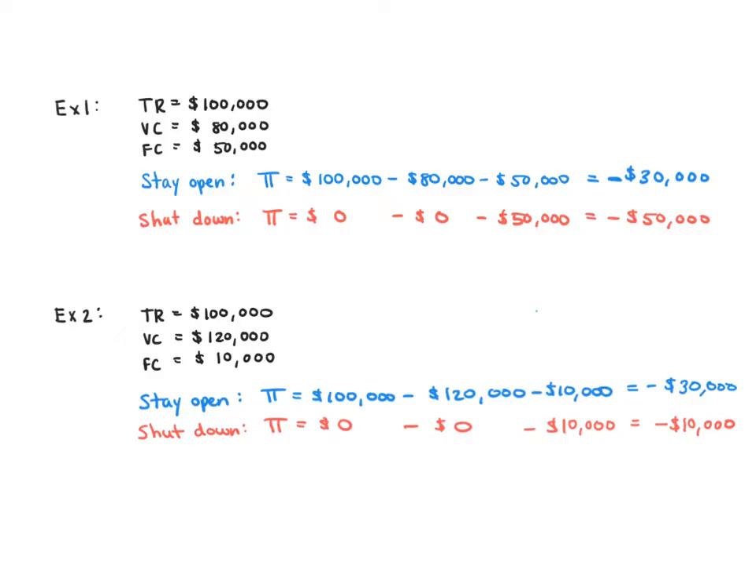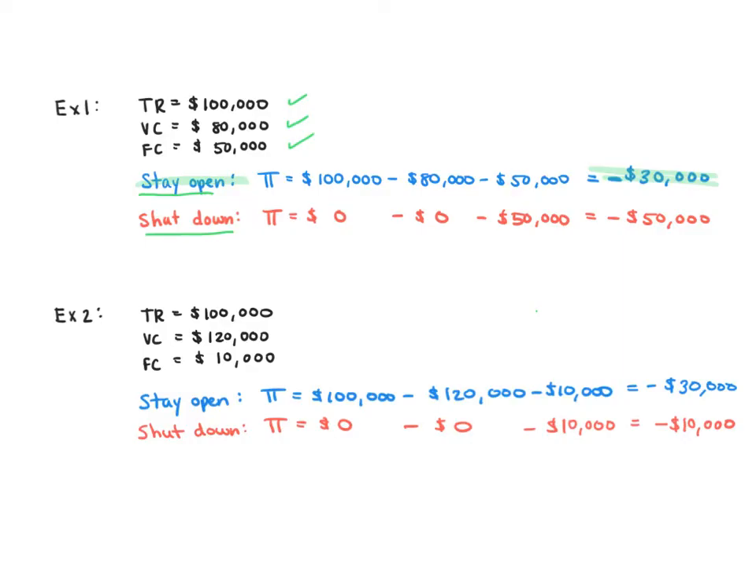To better understand this decision to stay open versus shut down, let's consider two examples. In example 1, imagine a firm that, if it stays open, will generate $100,000 in revenue, incur $80,000 in variable cost, and pay a fixed cost of $50,000. This firm has two choices. If it stays open, it will make a profit of its total revenue minus its variable cost minus its fixed cost, or a loss of $30,000. If it, on the other hand, shuts down, it won't have any revenue, nor will it have to pay any variable or avoidable cost, but it will still have to pay its $50,000 fixed cost for a loss of $50,000. Here we see that the better decision is to stay open because in staying open, it will make a smaller loss or a bigger profit.